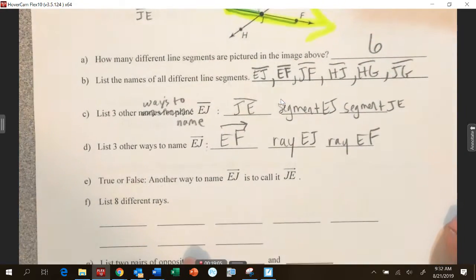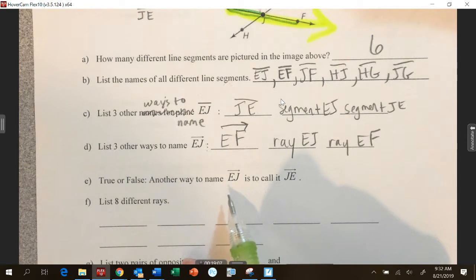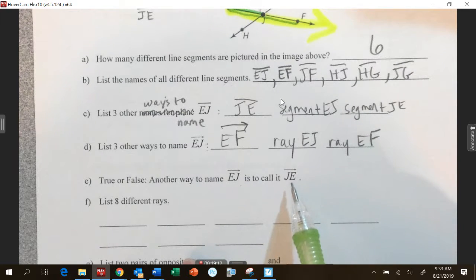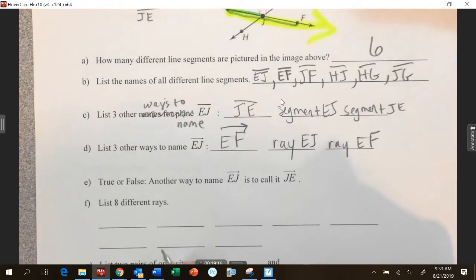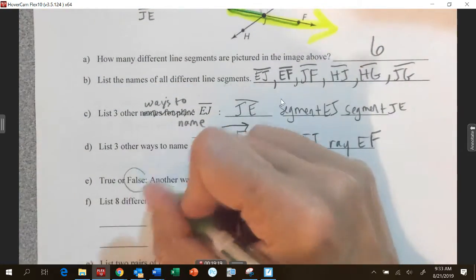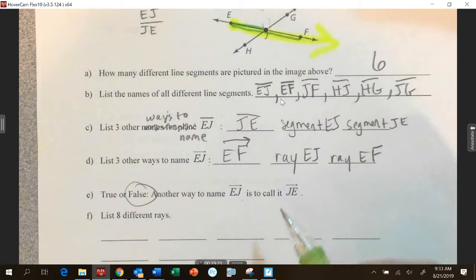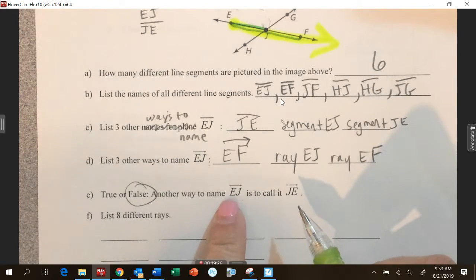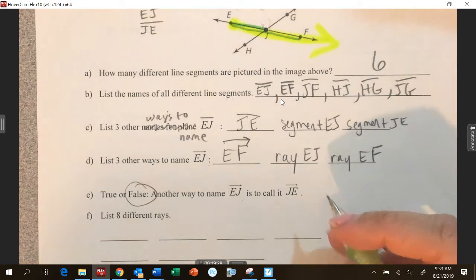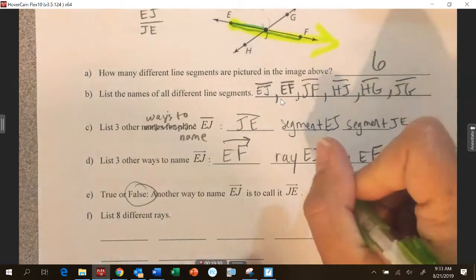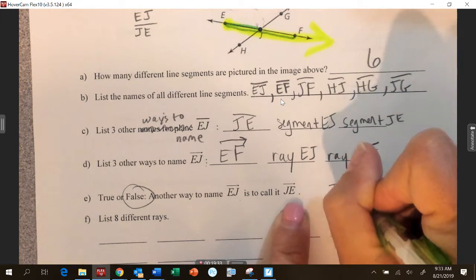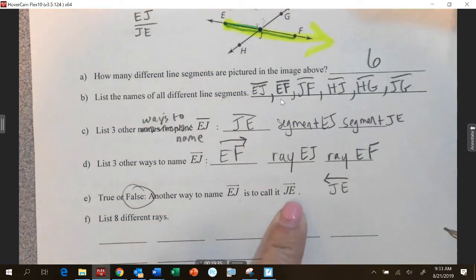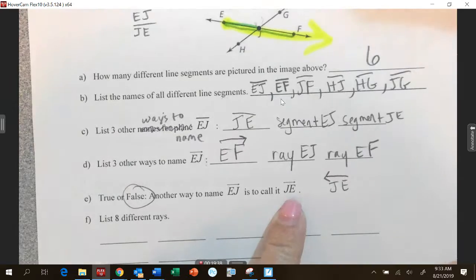True or false? Another way to name ray EJ is to call it ray JE. True or false, Jordan? False. Why? Because it's going to go the other way, right? Could you flip the arrow too? Are you saying when you write the symbol? Okay, so if I were to write JE and draw the arrow this way, would that be okay is what he's asking? That's a very good question.